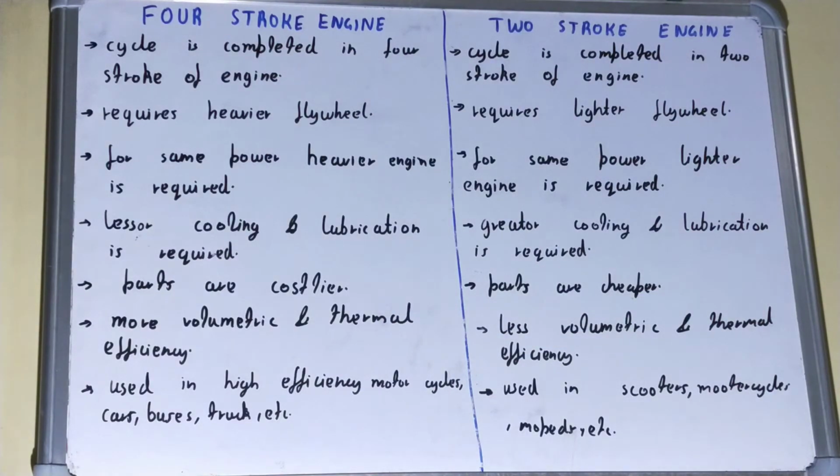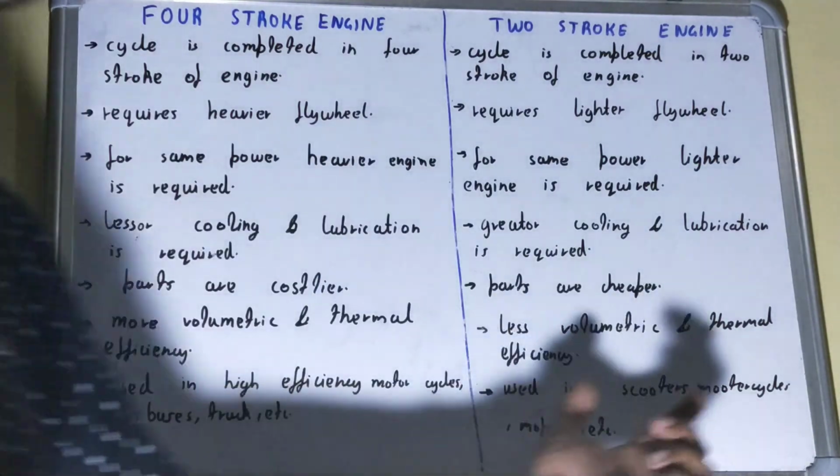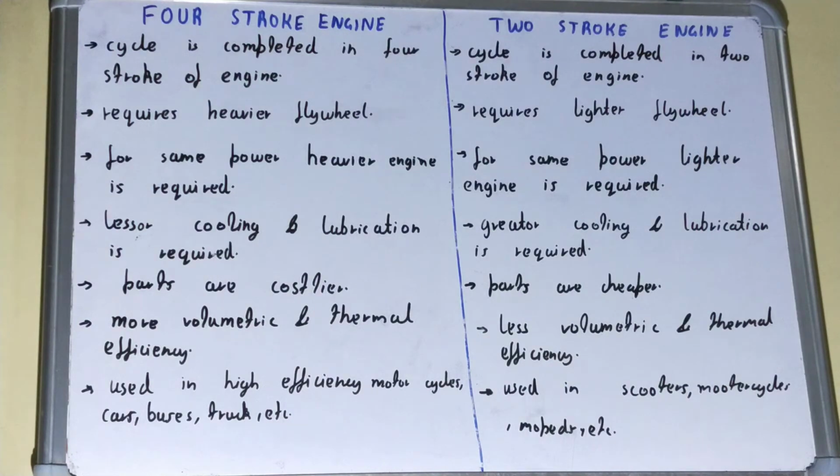And if we talk about the volumetric and thermal efficiency, then your 4-stroke engine has more volumetric and thermal efficiency, whereas your 2-stroke engine has less volumetric and thermal efficiency. And if we talk about the uses, then your 4-stroke engine is generally used in high efficiency vehicles, or you can say heavy vehicles like your cars, buses, trucks, etc. But if we talk about the 2-stroke engine, then it is used in light vehicles like your scooters, motorcycles and mopeds. So this was all about the difference between 4-stroke engine and 2-stroke engine.